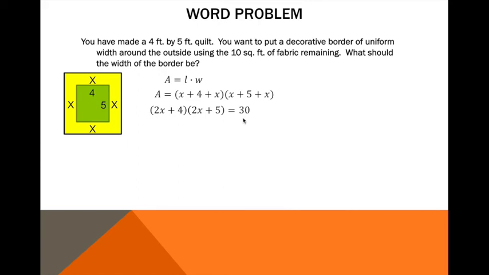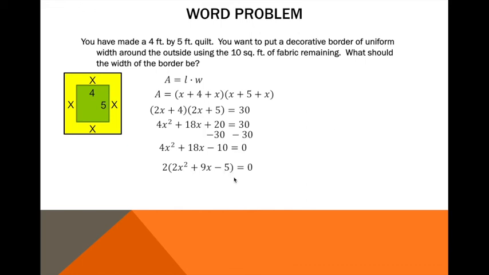Now I need to FOIL. So 2x times 2x is 4x squared. And 2x times 5 is 10x, and 4 times 2x is 8x, so 18x, and 4 times 5 is 20. Now I need to get it into standard form, so I'm going to subtract 30 from both sides. So 4x squared plus 18x minus 10 equals 0. Now I can factor out a 2. Okay, so once I've factored out a 2, I get 2, parentheses, 2x squared plus 9x minus 5.